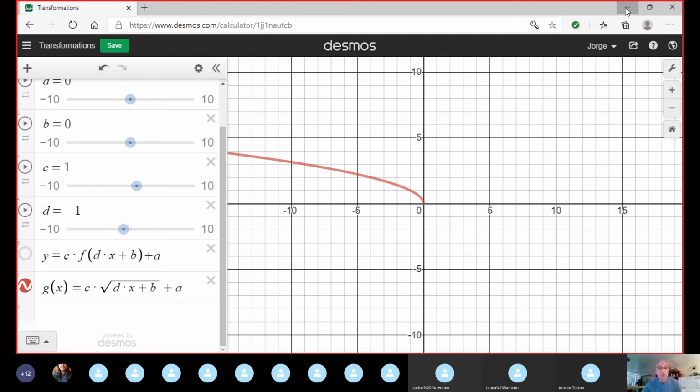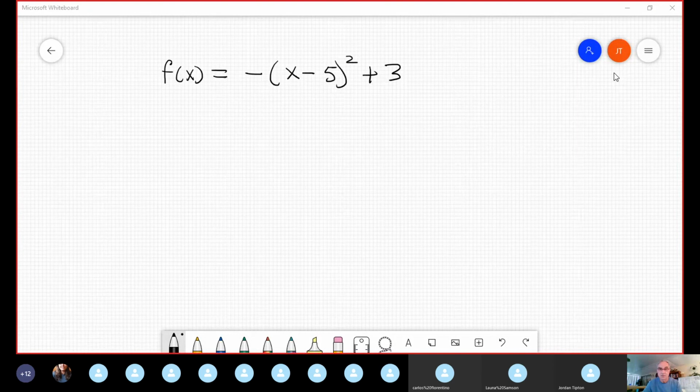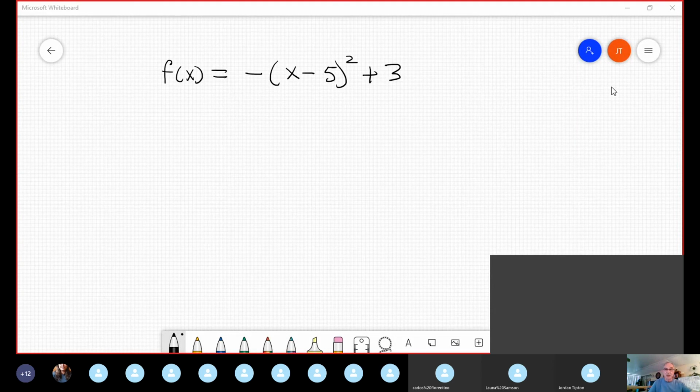Suppose this function is given: y equal minus (x minus pi) squared plus 3.